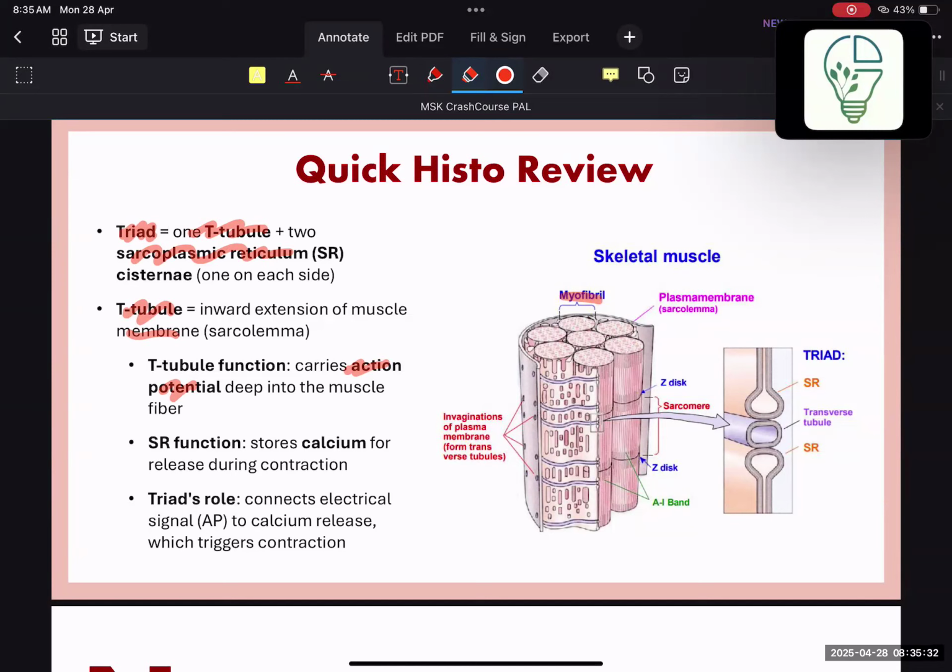And then we also have the sarcoplasmic reticulum. What does the sarcoplasmic reticulum do? It stores the calcium for us because calcium is very important for contraction. So altogether, what does this triad formation do? This triad formation is important because we're essentially trying to translate our action potential, our electric signal, into our physical contraction.